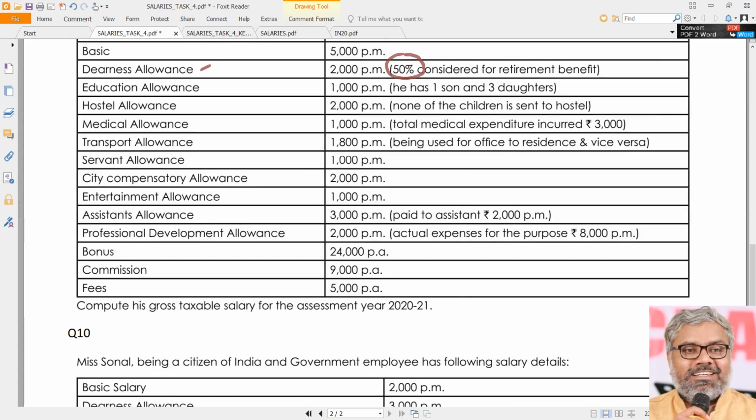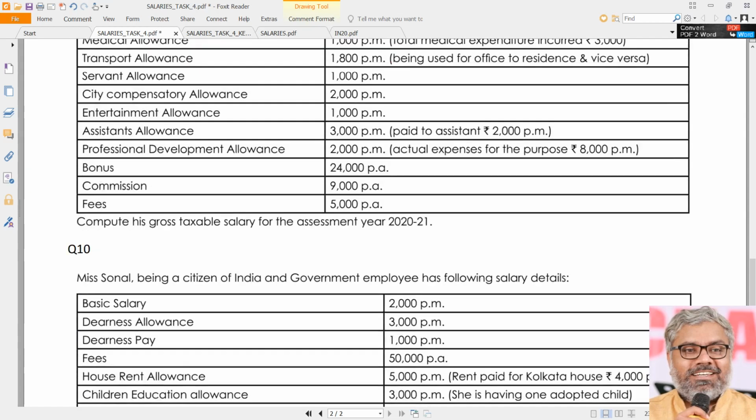If there is no actual expenditure, then you might have to take an assumption of whether that expenditure has been spent or not. But here it is given that assistant allowance is given, and that is actually paid to the assistant, 2000 per month. So here we are talking about an office assistant, not a servant or somebody. It is like a personal assistant allowance. Same with professional development allowance related to education, training or research of an employee; it is okay if it is fully spent. So that is also a straightforward thing.